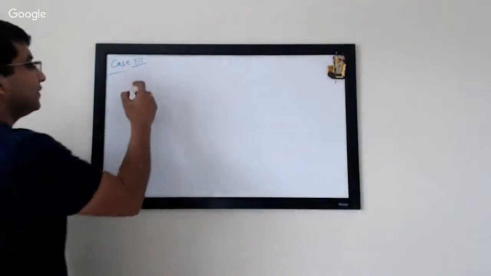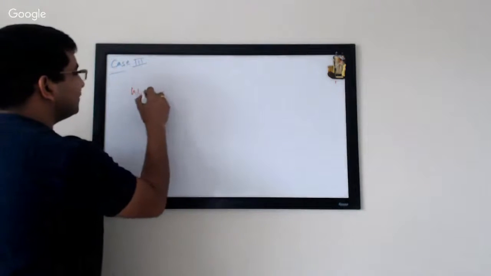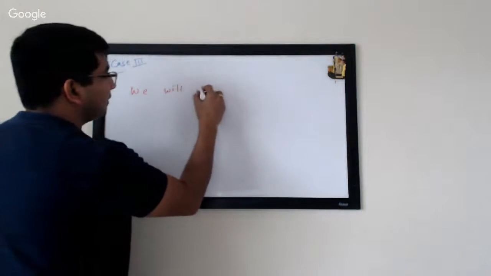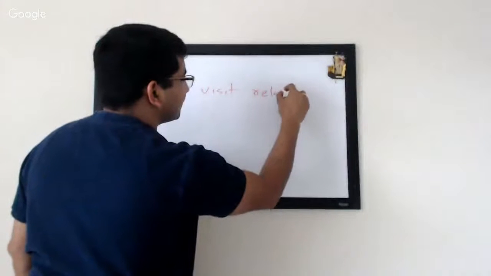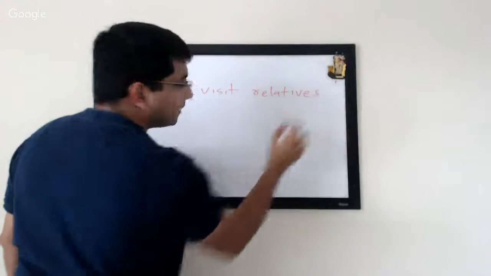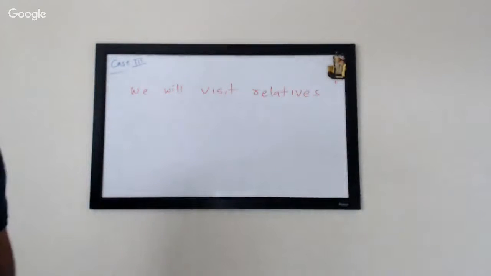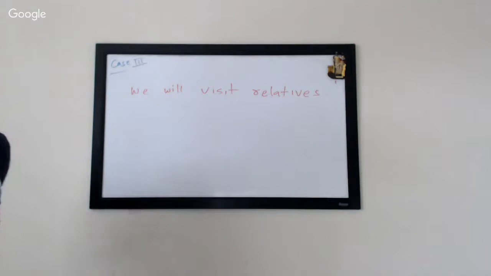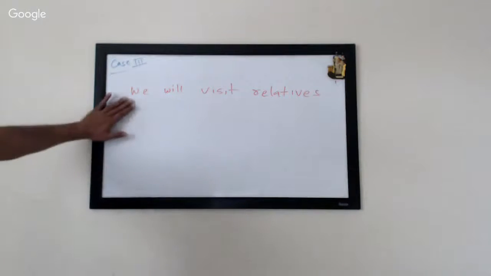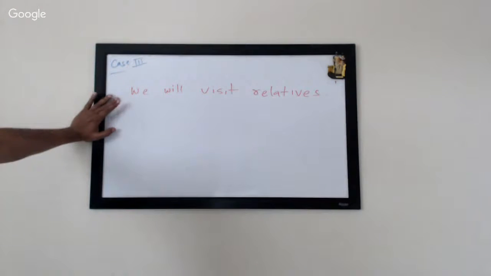Okay, so here you are saying we will visit relatives. Let's see if you guys can. That's pretty good. So let's start with this one. We will visit relatives. How will you say that? Let me take a quick 30-second break to see if you can come up with it.